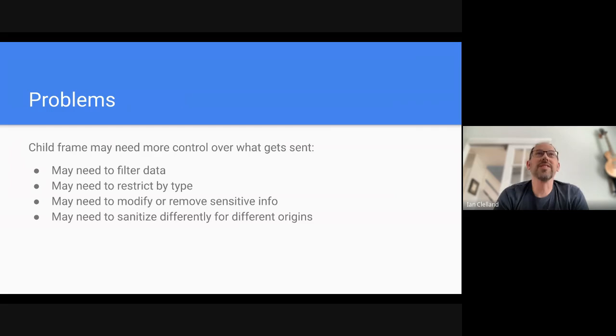The problems with this are mostly centered around the fact that in all the use cases that we've looked at, the child frames would probably need to restrict this data more than that. They need a bit more control over what actually gets sent. They might want to have a number of entries omitted for whatever reason. They may want to restrict entries, only allowing certain ones by type. They may need to modify the entries themselves. There may be sensitive info that has to be redacted in order to make them sanitized for delivery. And you might want to do that differently for different origins. And so the original proposal didn't really allow for any of that.